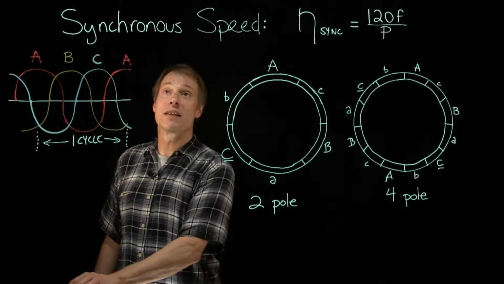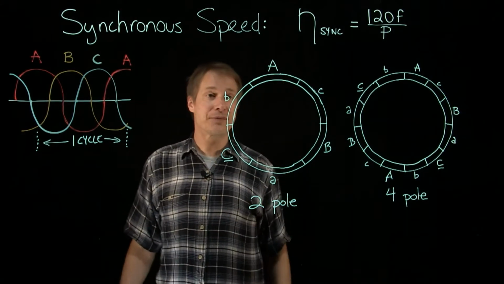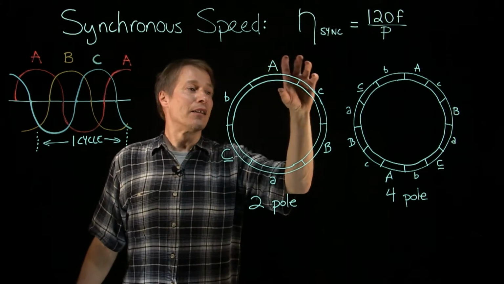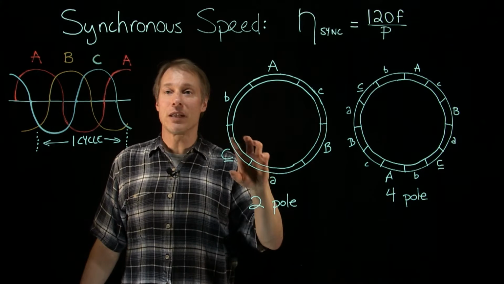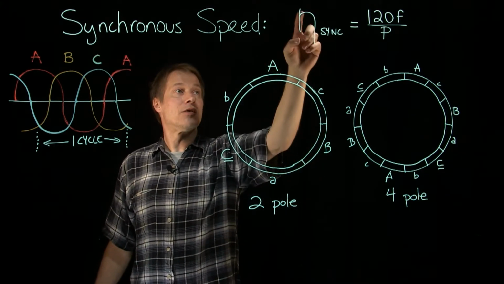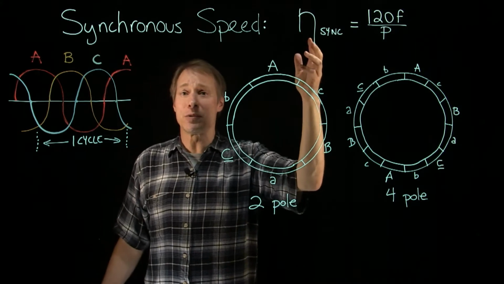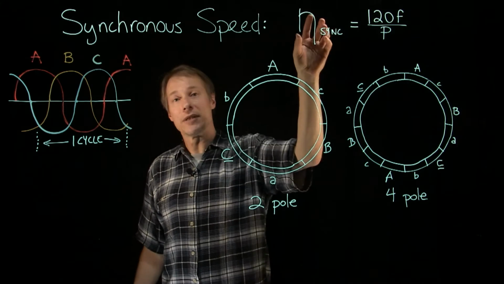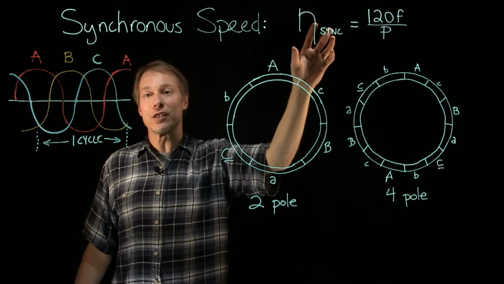So today's topic is synchronous speed. So what is synchronous speed? It is the speed of the magnetic field that rotates around the stator of a motor. I have the symbol here, which is the N, which is a universal symbol for speed, and then sync is a shortened version of synchronous. Put them together, and you have a symbol for synchronous speed.